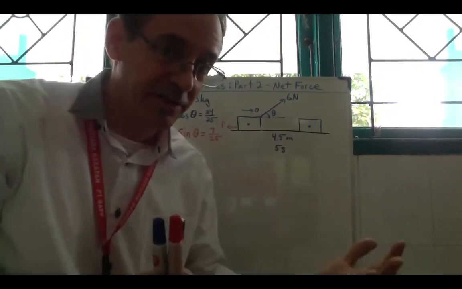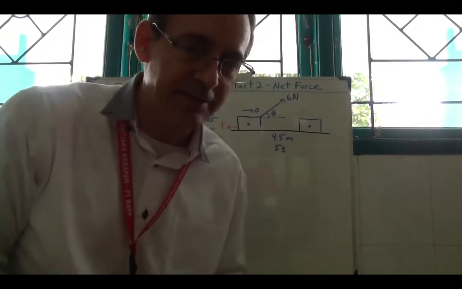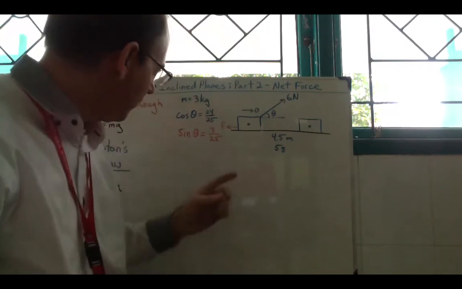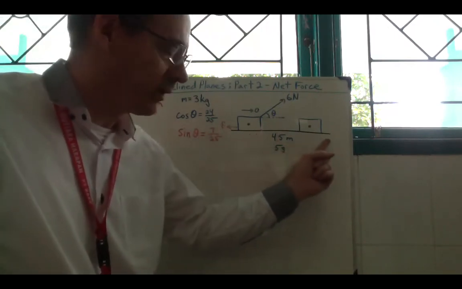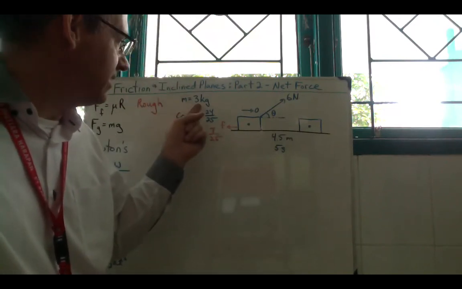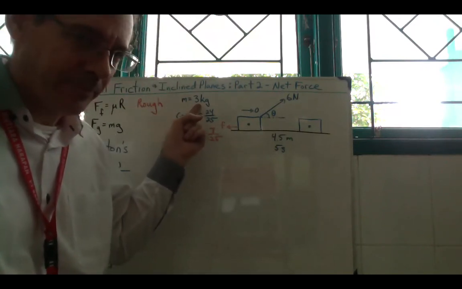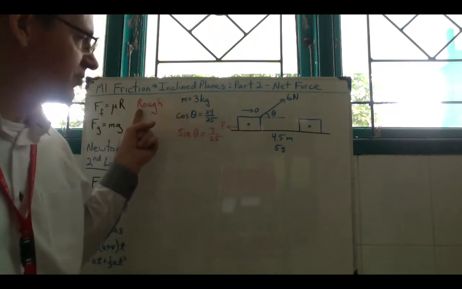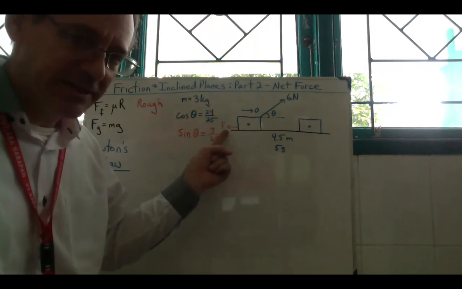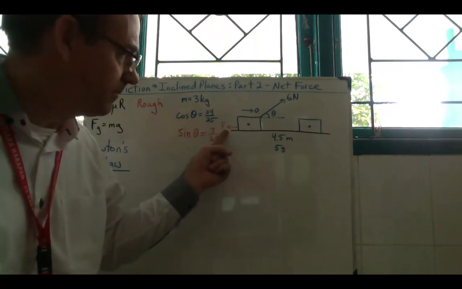We need to make it, because the problem does not provide the diagram. So that means we need to draw a good diagram. Here we have a horizontal surface. It says that the mass is 3 kilograms. It says that the surface is rough, which means that we're going to have friction resisting our motion.